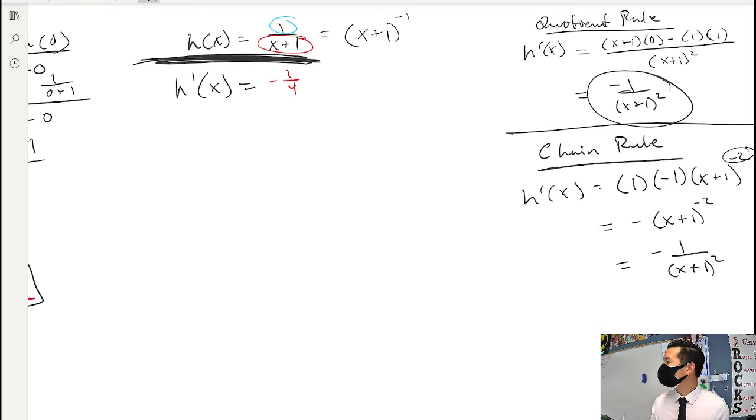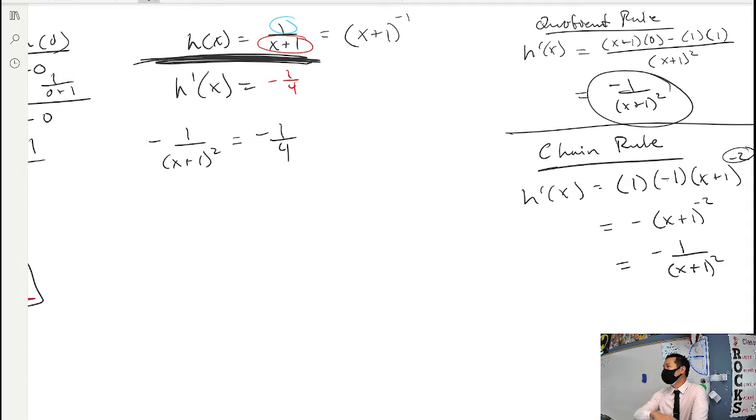Knowing that it exists, if I was asked to find where it exists, I simply take this derivative of negative 1 over x plus 1 squared and set it equal to negative 1 over 4. How good are you at solving equations? This is an algebra 2 skill, or in other words, an IM 3 skill. Do you remember how to solve rationals?